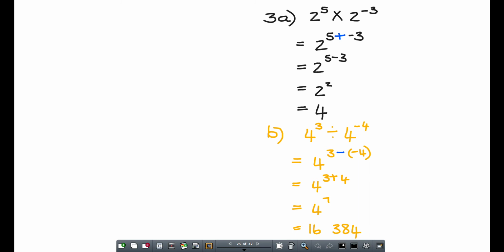Right. You guys, quiet? Okay, so because the base is the same for both and we are dividing, what do I do with the exponents? I'm going to subtract. Have a look. I'm showing you that I take the first exponent minus the second exponent. Now these two signs are both negative, and that will mean that it will become 3 plus 4. And 3 plus 4 gives me 7. And 4 to the power of 7 will be 16,384.